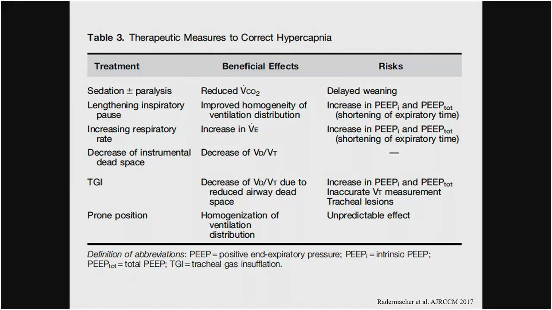Next slide. So in patients with high CO2, hypercapnia, the measures that we can take at the bedside to try to correct that are increasing respiratory rate and increasing tidal volume. We can reduce CO2 production by deepening sedation or using neuromuscular blockade. Okay? We can increase tidal volume, and probably you'll hear about these in the next few days, by increasing inspiratory time or increasing the inspiratory pause.